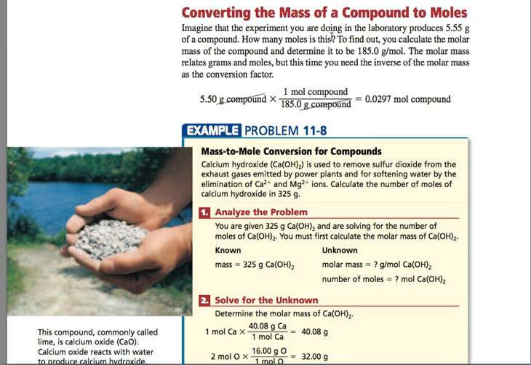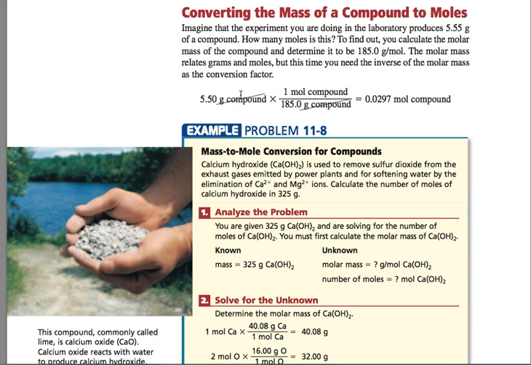Well, that's going to be a complicated answer, isn't it? To find out, you have to calculate the molar mass of the compound. You have to know what's there and figure out the molar mass, and you find out that it happens to be 185 grams per mole. The molar mass relates grams and moles, but this time you need the inverse of the molar mass as the conversion factor, right? We want to know how many moles there are. So we flip it upside down so moles are on top.